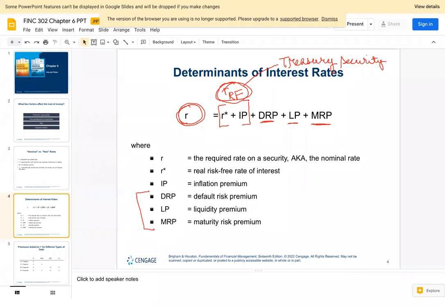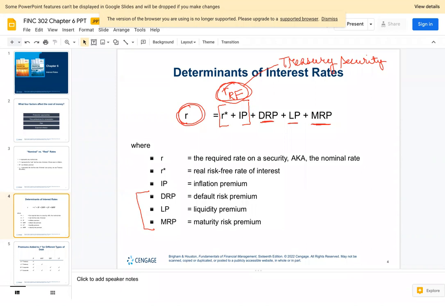The liquidity premium is based on the marketability and trading frequency. In other words, can you sell this security and still maintain its fair market value? If it's not, well, then you have to add in a liquidity premium.